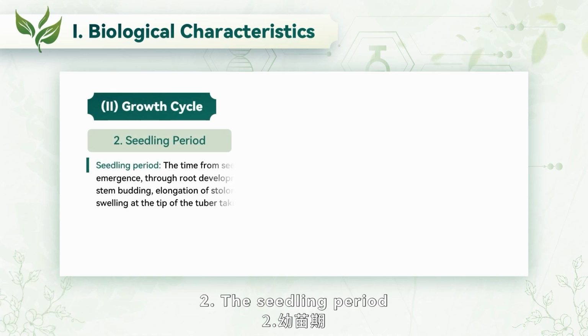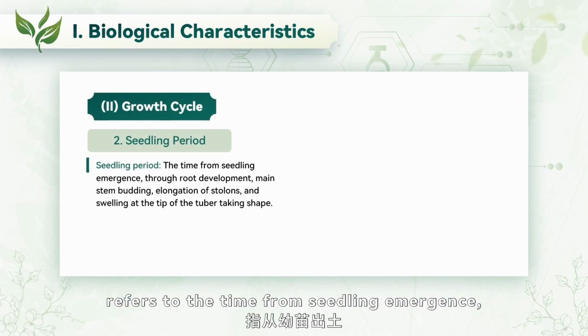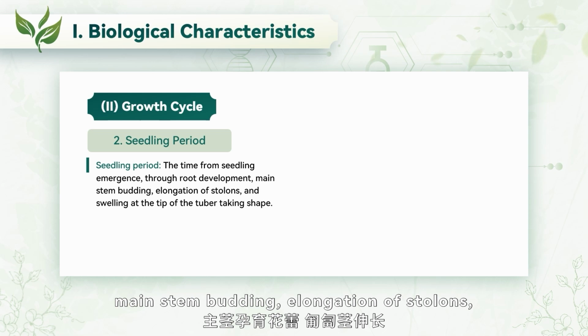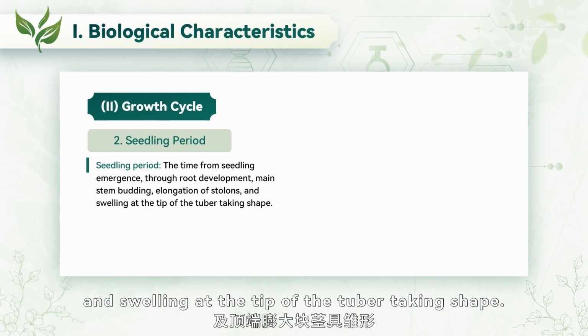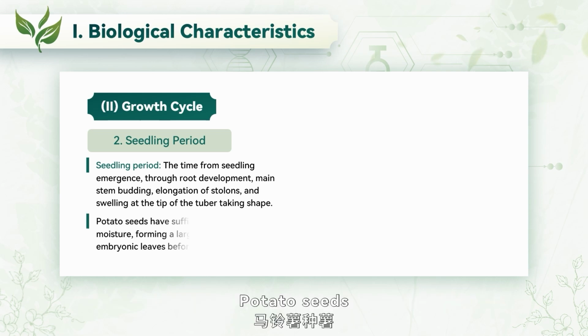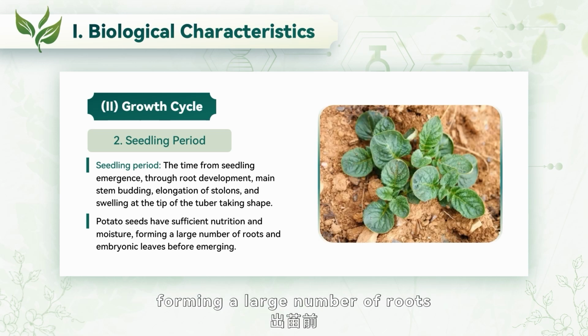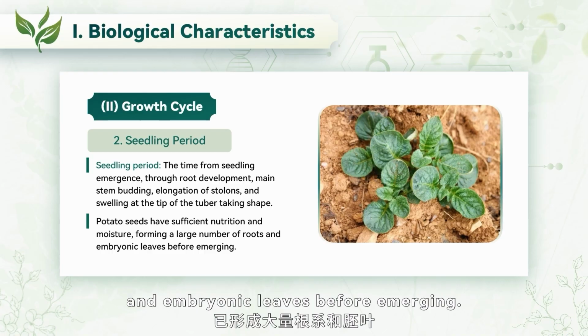2. The seedling period refers to the time from seedling emergence, through root development, main stem budding, elongation of stolons, and swelling at the tip of the tuber taking shape. Potato seeds have sufficient nutrition and moisture, forming a large number of roots and embryonic leaves before emerging.